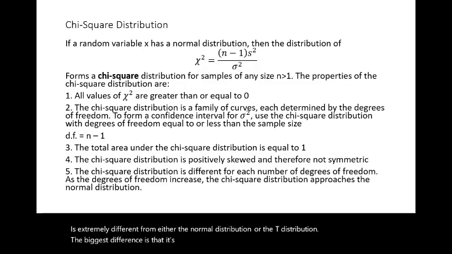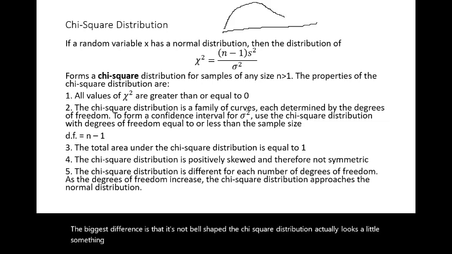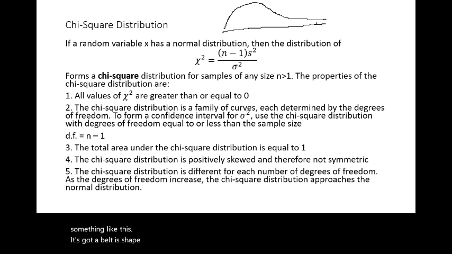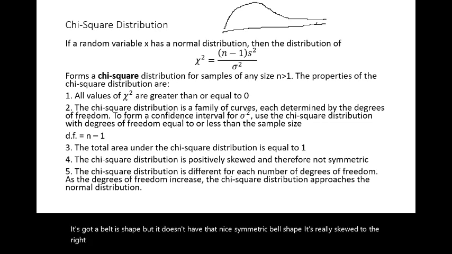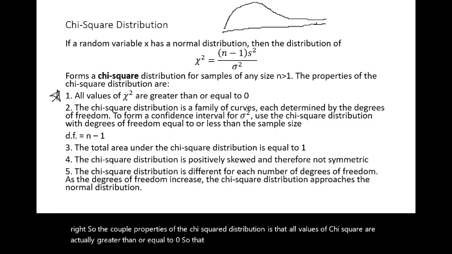The chi-square distribution actually looks a little something like this. It's got a bell-ish shape, but it doesn't have that nice symmetric bell shape. It's really skewed to the right. So a couple properties of the chi-square distribution is that all values of chi-square are actually greater than or equal to 0. So that means that all chi-square critical values are going to be positive.